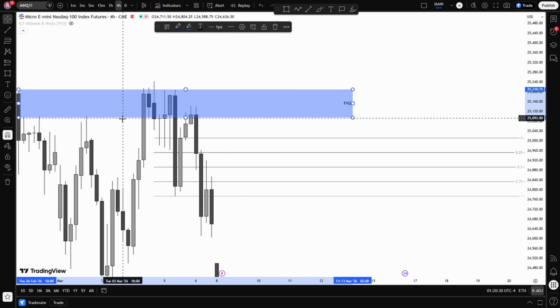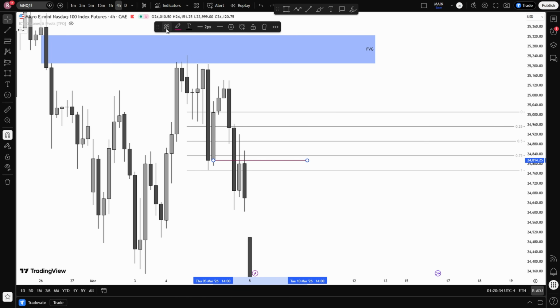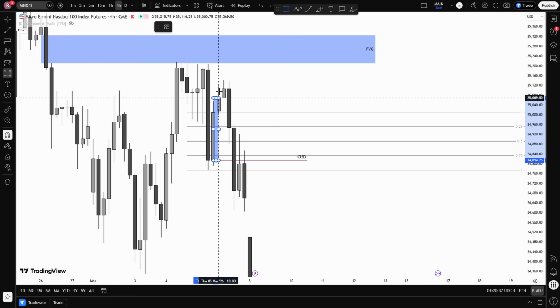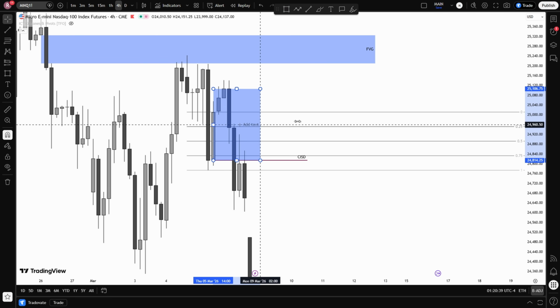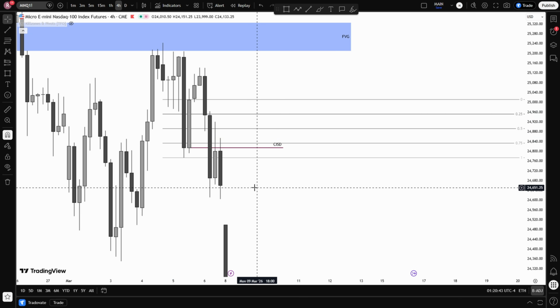Now if we move down to the 4-hour time frame, what do we have here? We have what some people might call an order block, and some people might call a change in state of delivery. Honestly, it doesn't really matter which one you consider it to be, because both of them indicate the same idea, which is the willingness of price to distribute lower.